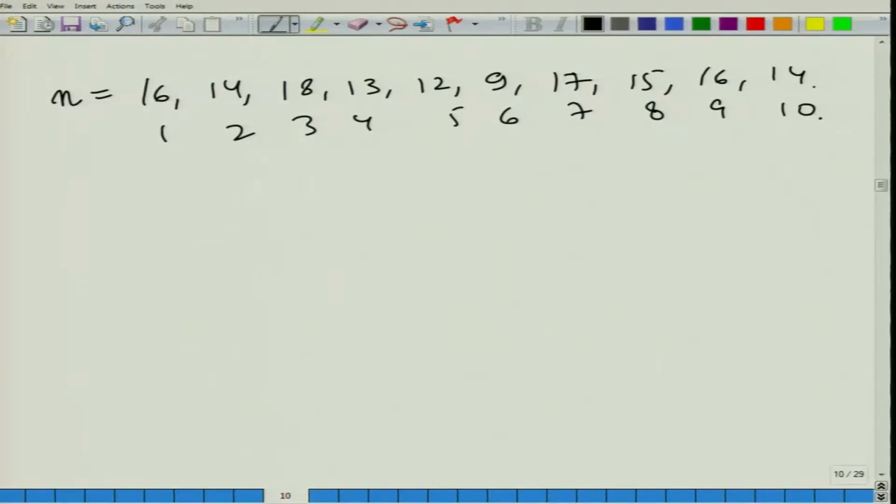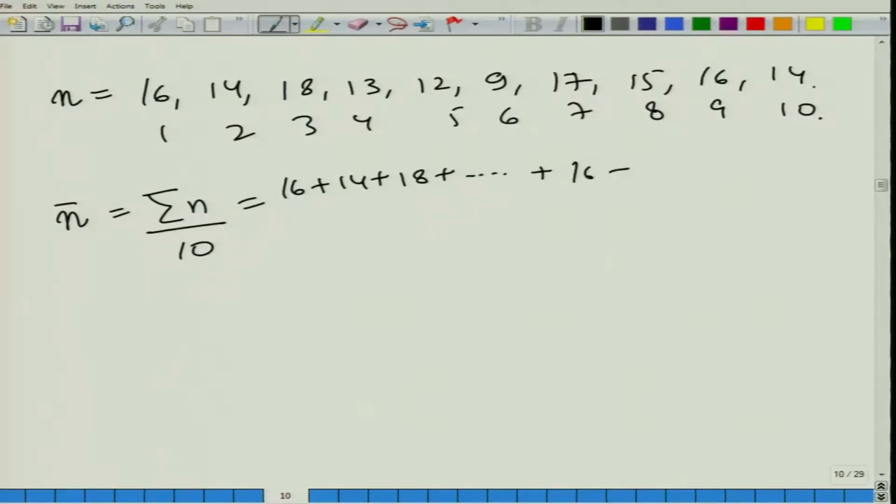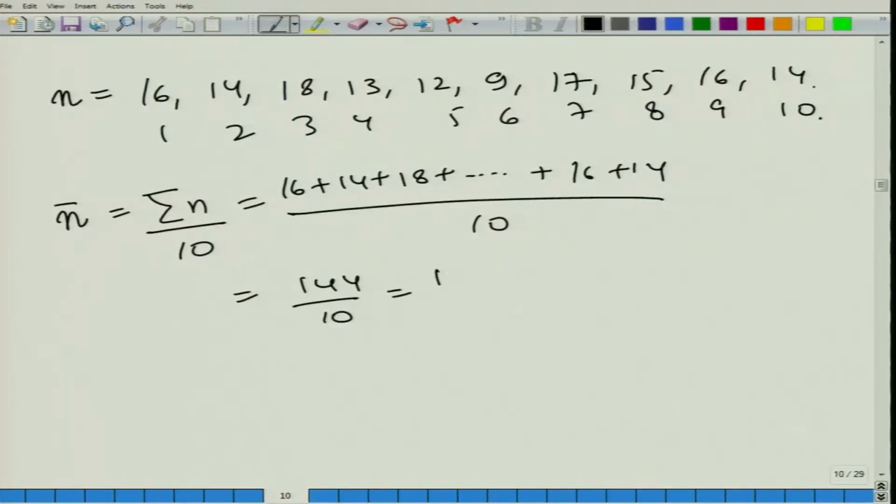What is the average number of trees in a sample plot? The average number of trees will be given by the sum of the number of trees divided by 10, because here we have 10 samples. So, it is 16 plus 14 plus 18 plus so on plus 16 plus 14, whole divided by 10, which comes to 144 by 10 is equal to 14.4. So, we have an average of 14.4 trees per sample plot.